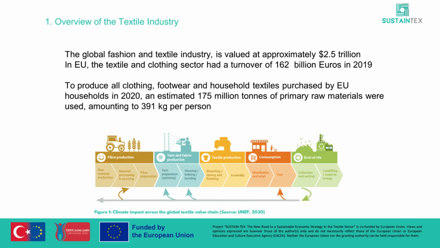Overview of the textile industry. The global fashion and textile industry is valued at approximately $2.5 trillion, while in the EU, the textile and clothing sector had a turnover of €162 billion in 2019. To produce all clothing, footwear, and household textiles purchased by EU households in 2020, it is estimated that 175 million tons of primary raw materials were used, amounting to 391 kilos per person.